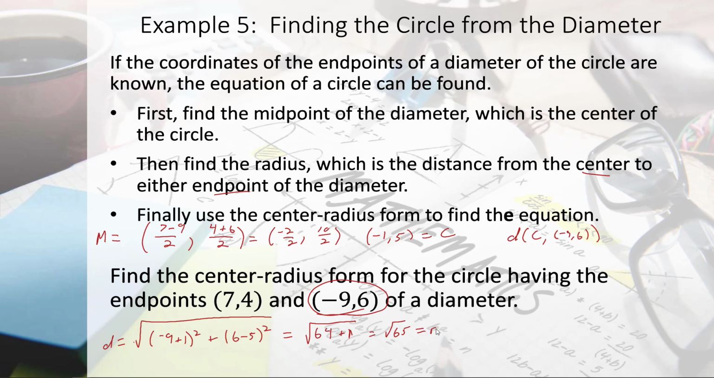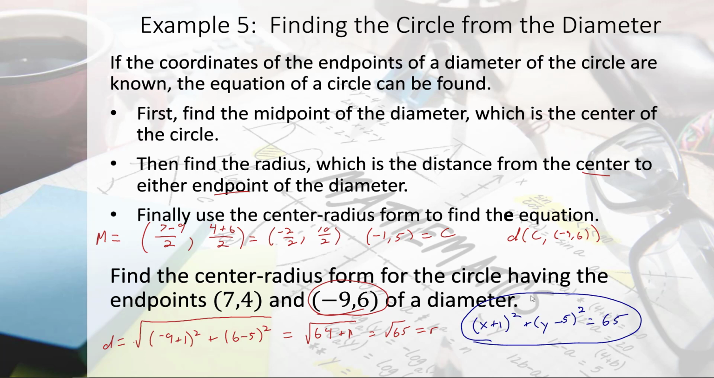This is our radius. So we have our center point, it's (-1, 5). We have our radius, it is the square root of 65. We can now write the equation for the circle in center radius form. And that is going to be (x - (-1)), or (x + 1), squared, plus (y - 5) squared, and that's going to be equal to the radius squared, which in this case will be 65. And that will be our answer.